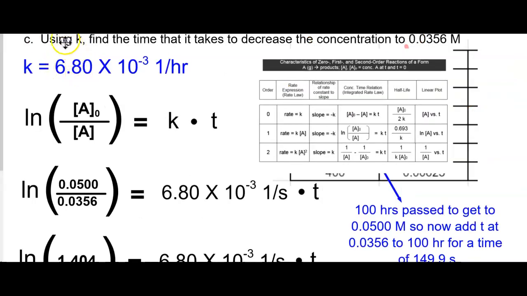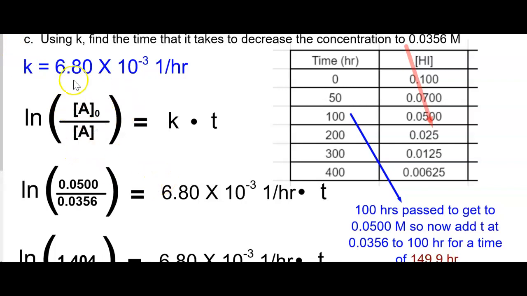Okay, here we brought our k over. It says using k, find the time it would take to decrease the concentration to 0.0356. Remember, it's first order, so we're looking for time. So we can't use this, that's not going to help us. This doesn't have time in it. There's a time in here. This is half-life, so we wouldn't use this, and we're not going to plot anything, so that time is useless. So we're, once again, looking at this middle group right here. This is the most common column in this formula chart you will use. And we're going to take the natural log of the initial concentration over final concentration equals k times t.